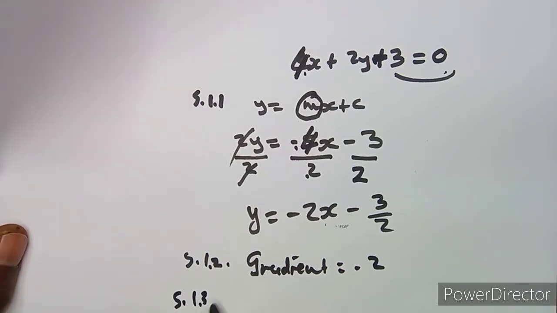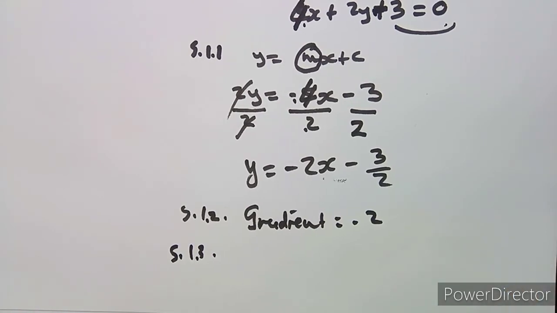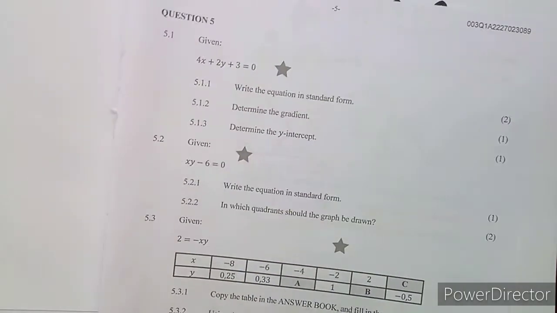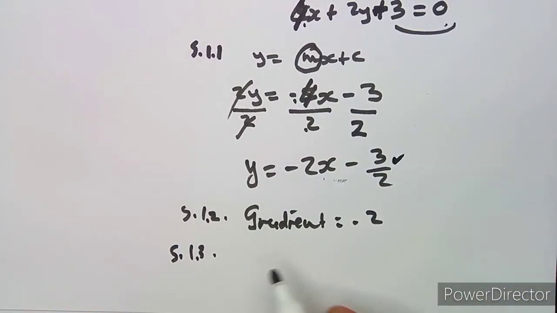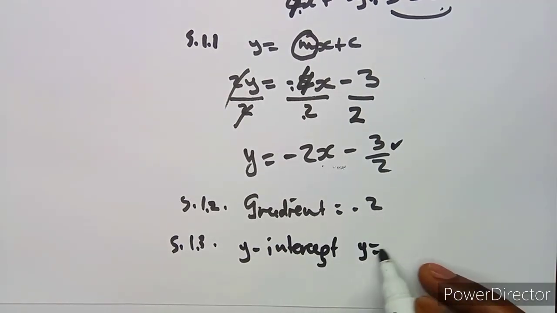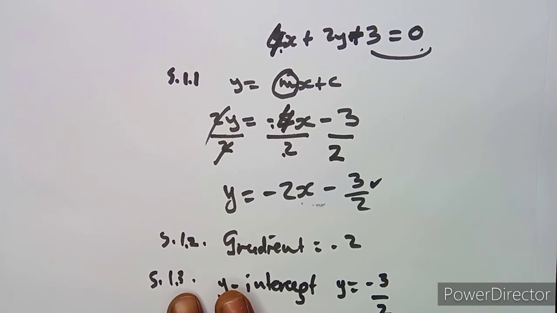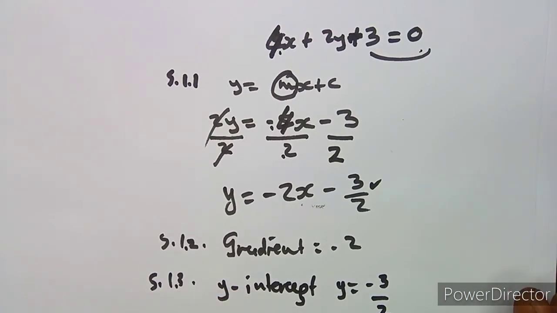Then on 5.1.3, what do we need there? Determine the y-intercept. So the y-intercept is going to be minus 3 over 2. That is our y-intercept there. So actually that's the condition that you are given there, and you just have to write it that way.